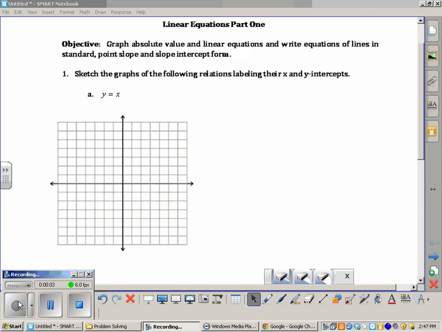Okay, hi everyone. It's Mr. Morrissey. Today our objective is to solve absolute value in linear equations, and also we're going to be using the point slope, standard form, and slope intercept form to write equations of a couple lines.